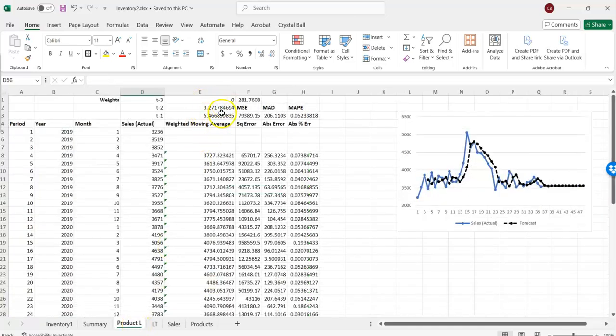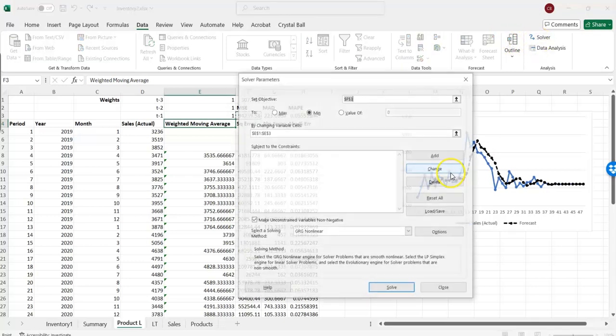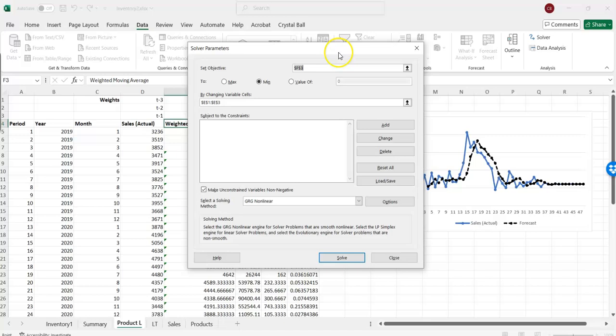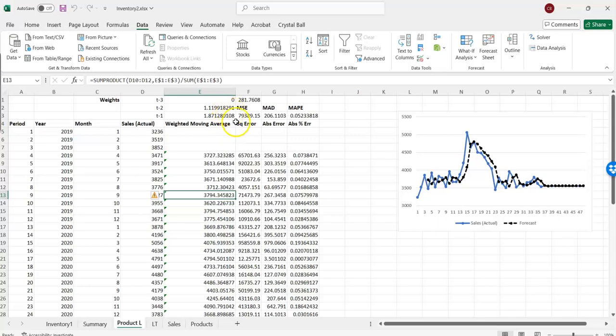Now, those weights are in here right now, but just to see how we got those weights, as an example, we could start with equal weights. The mean squared error is 94,739, and notice we left out the first 3 weights because this is a 3-period weighted moving average. And if we go to Solver, it's set up to minimize mean squared error by changing these weights. Okay, so we get the weights and we get the forecast.